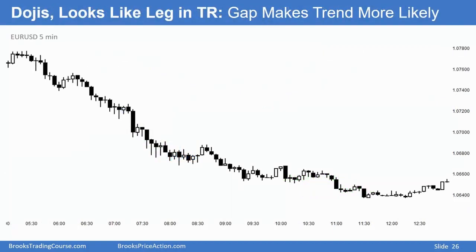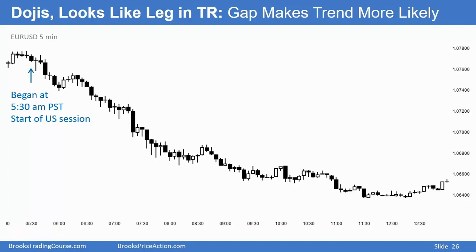A lot of dojis, a lot of prominent tails, the absence of consecutive big, strong bear trend bars. You have to be thinking about small pullback bear trend. Next, you look to see if there are gaps. And if there are gaps, the day is probably a fairly strongly bearish day.